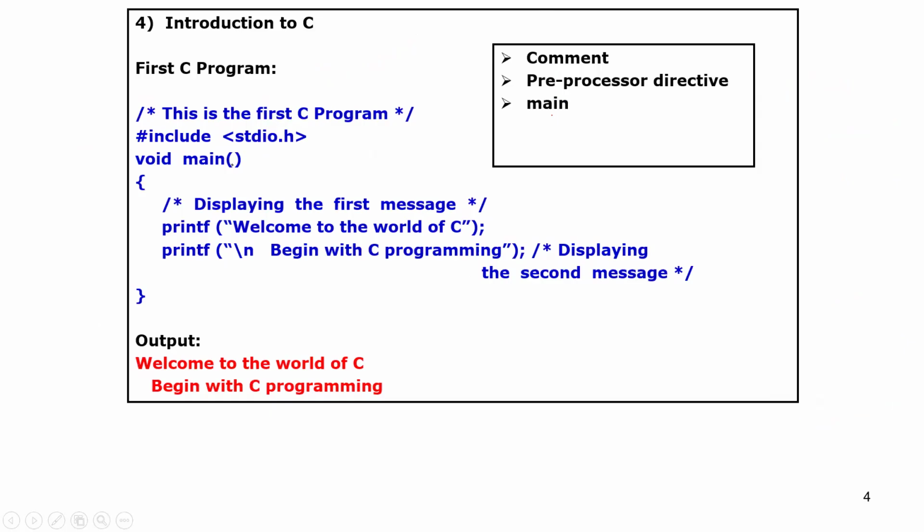After the main, we'll give these round brackets, which from today onwards we will call parenthesis. Then we'll give these braces, and whatever statements we'll write inside the braces. So right now, there are two printf statements inside the braces. Now, what is a printf used for? So in C language, the printf statement is used for displaying, for output.